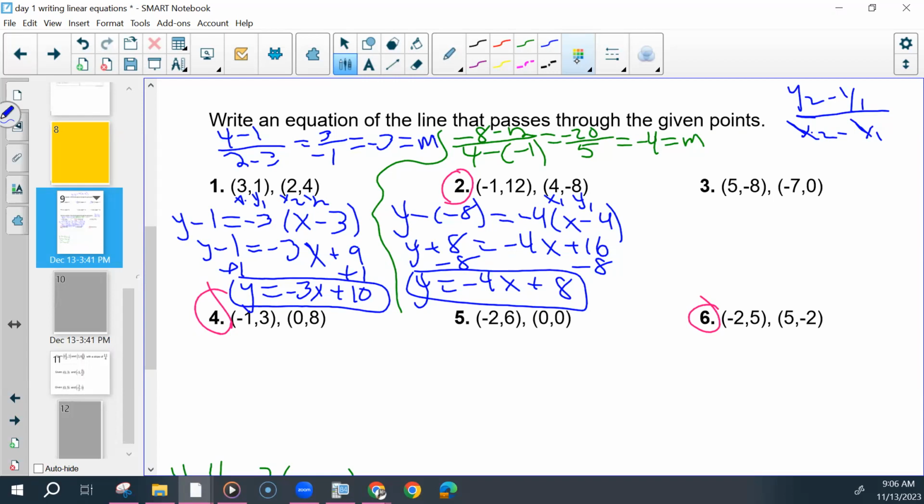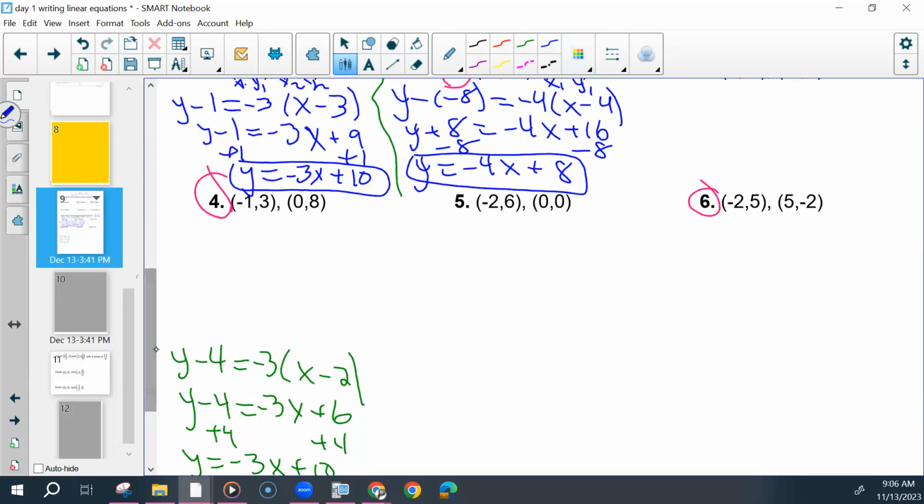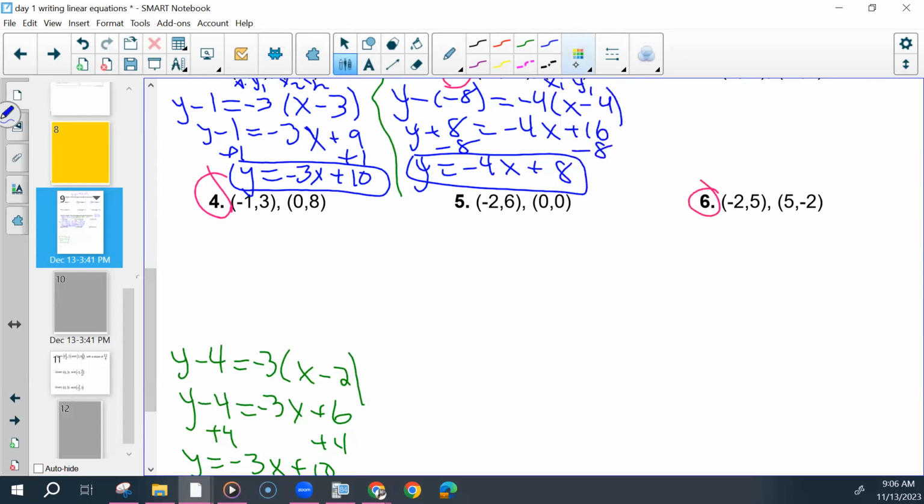Let's do number 4. So let's find our slope first. 8 minus 3 over 0 minus a -1. What would that slope be? Which would simplify to be 5.